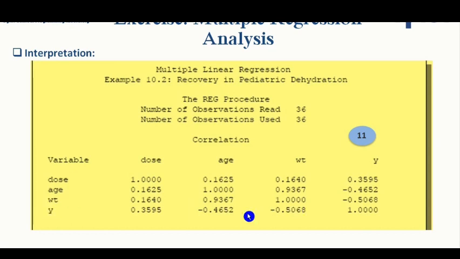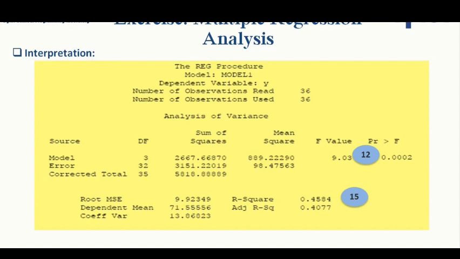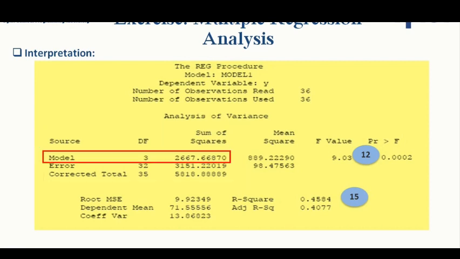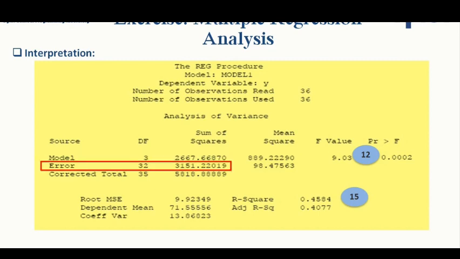Similarly, the weight and Y are also negatively correlated. So this is the initial idea that you get. Now the first model's output is given here. The output shows the model sums of squares, error sums of squares and the total sums of squares.